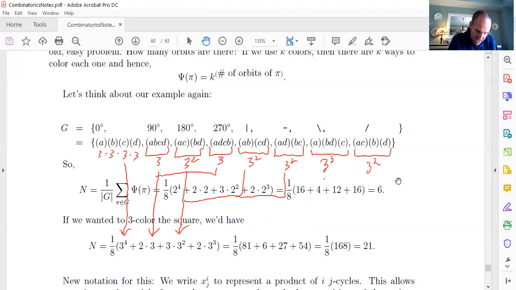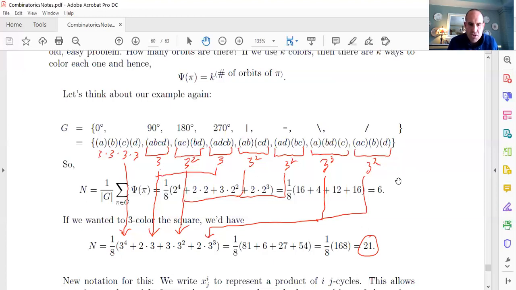Okay, and those guys account for that. So 3 to the 4th is 81, 2 times 3 is 6, and 3 times 3 squared, that's the same as 3 cubed, is 27. 2 times 27 is 54. So what am I going to get? 81 plus 81 is 162, plus 6 is 168. And if I divide that by 8, I get 21. That's amazing, that I can count the number of 3 colorings of this thing.